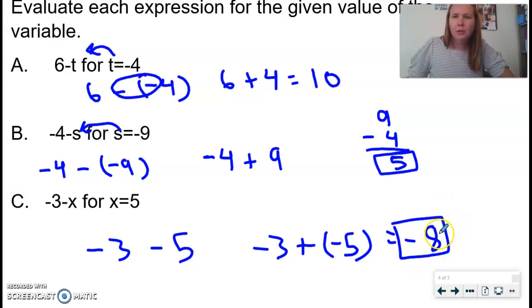Alrighty. So the biggest thing is understanding how to change it from a subtraction to an addition problem, and then knowing your addition rules.